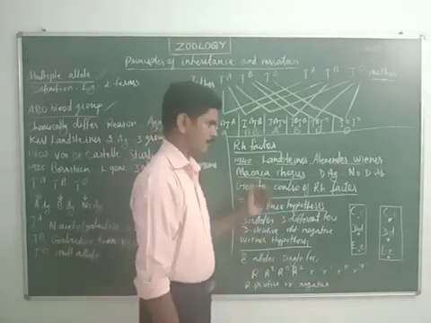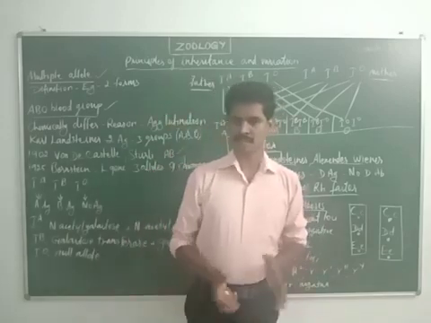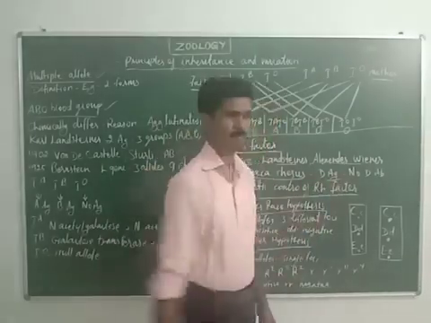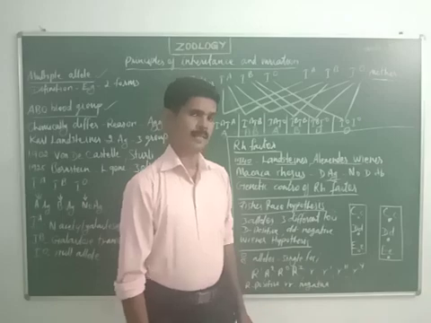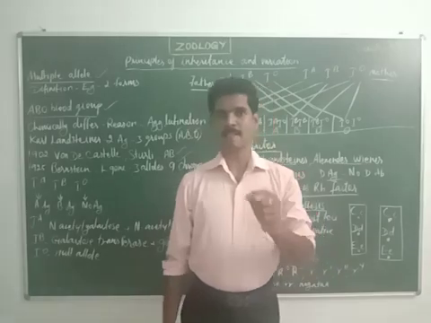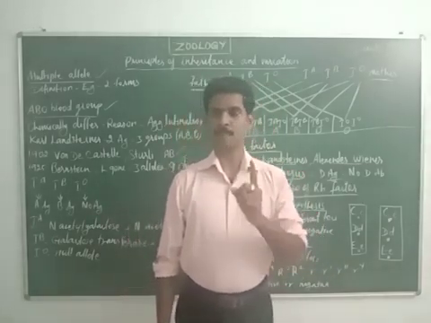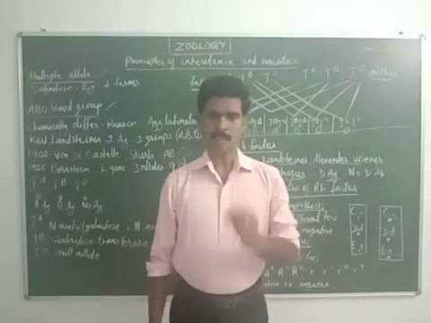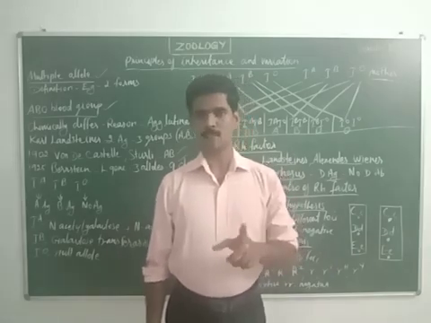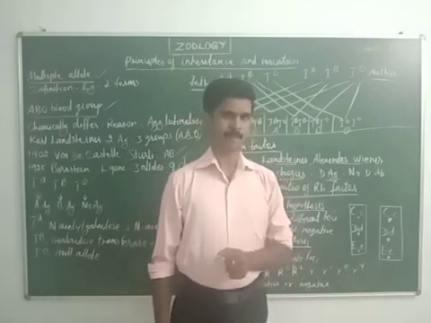Understand? Then, this RH factor is due to the presence or absence of one antigen. The name of the antigen is D antigen. If a person's blood contains this D antigen, that person's blood is RH positive blood. If the D antigen is absent in a person's blood, that blood is called RH negative blood.